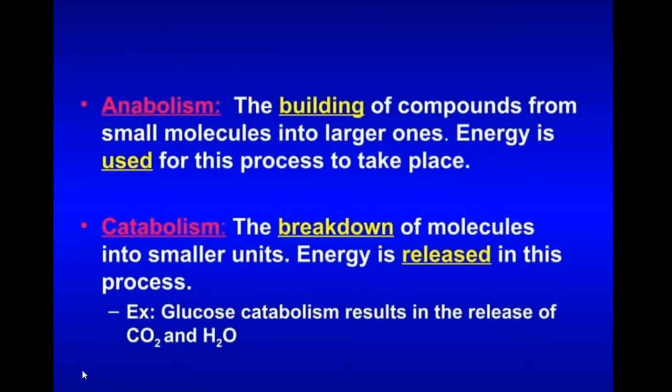Now in this slide we will discuss the types of metabolic process. The first is anabolism and the second is catabolism. Let's see what is anabolism. It is the building up of compounds from small molecules into large ones. Energy is used for this process to take place. This process is mainly involved in building compounds from simple substances required by the cell, and this process requires and stores energy.